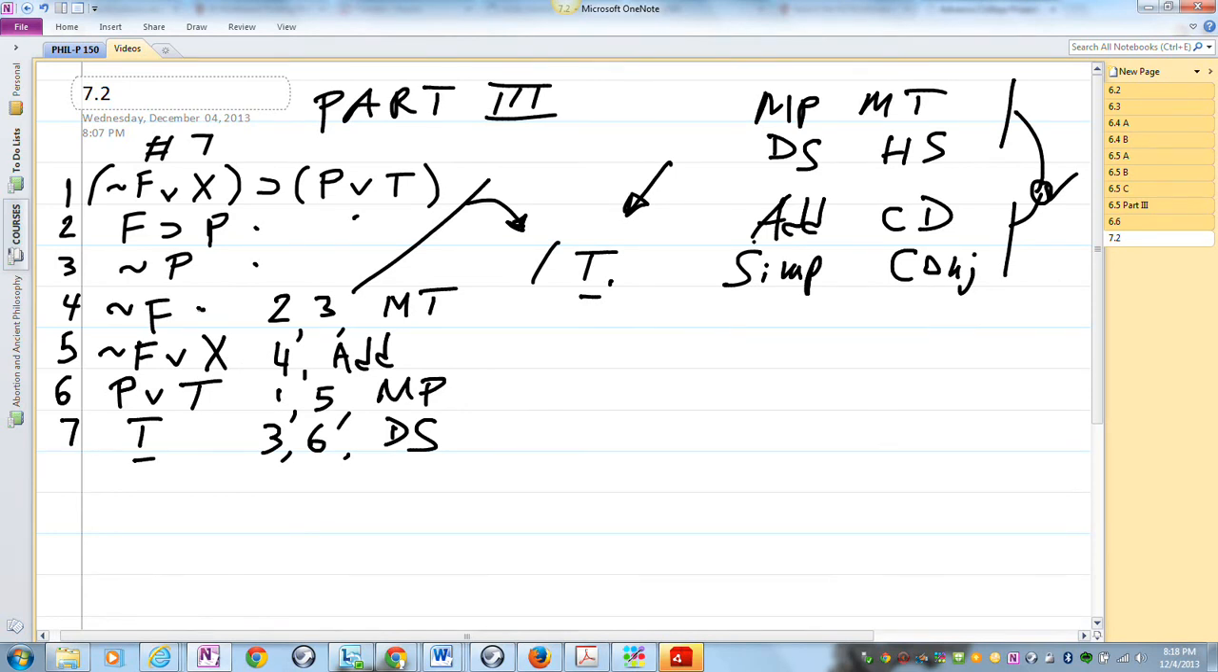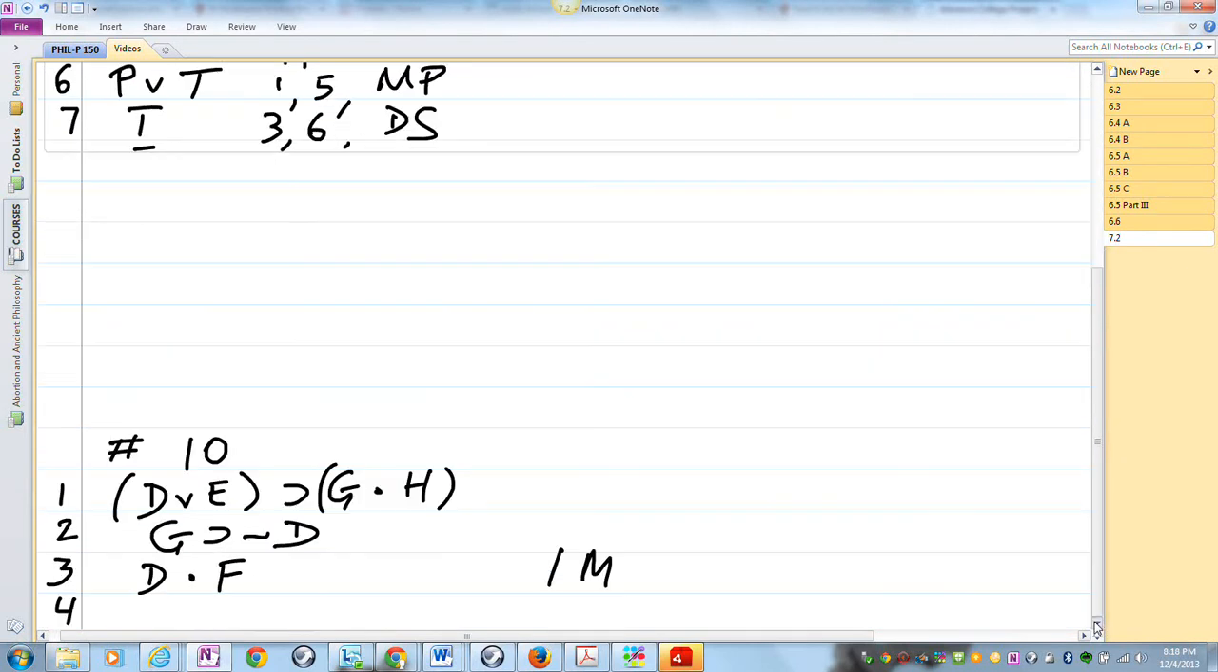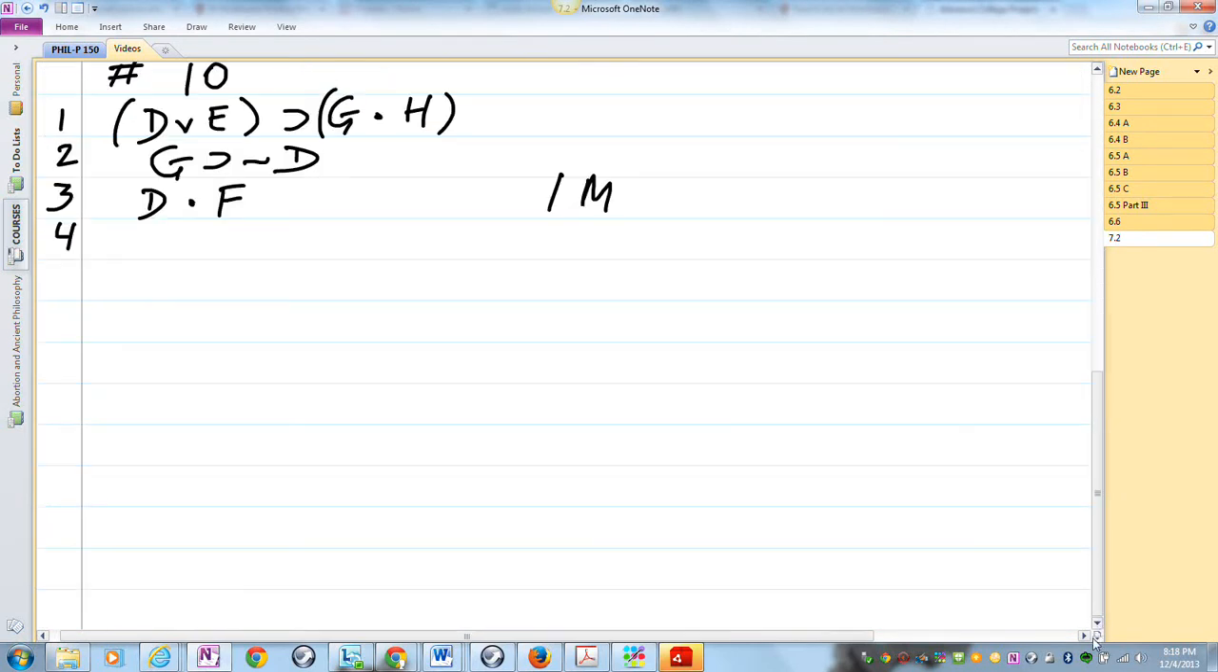Not F alone doesn't allow you to do much, but you notice that the antecedent of premise 1 is not F or X, and you know that you can easily infer not F or X from not F by addition. Okay, let me show you another exercise from that same section, which is actually very interesting to look at.